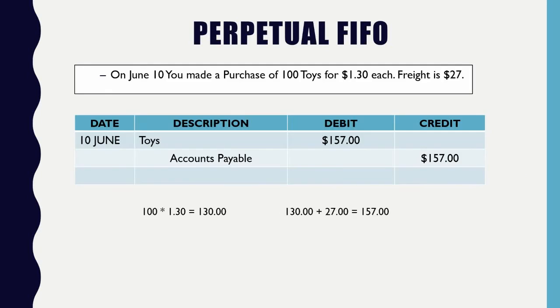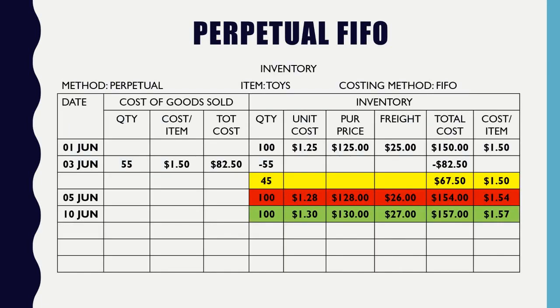Then again, on June 10, we end up making another purchase of 100 toys, but this time it's at $1.30 and the freight is $27. So again, we do the same thing: plug it in, figure out what my total cost per item is, and identify it with a color, just to show you what I have available. In this case, if the next scenario is to make another purchase, I have 3 batches of inventory available. I have my yellow batch, which is my very first batch that I purchased originally on June 1st.